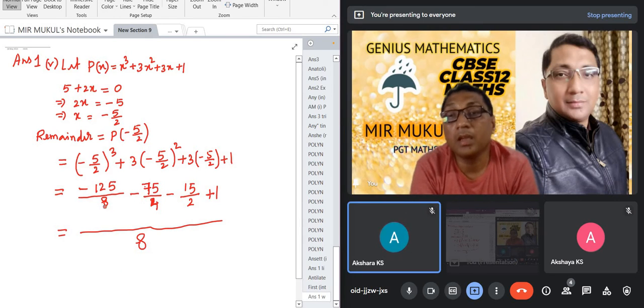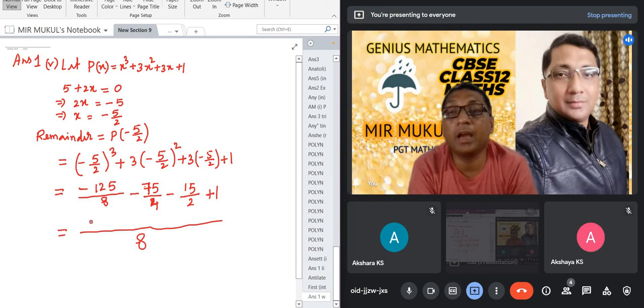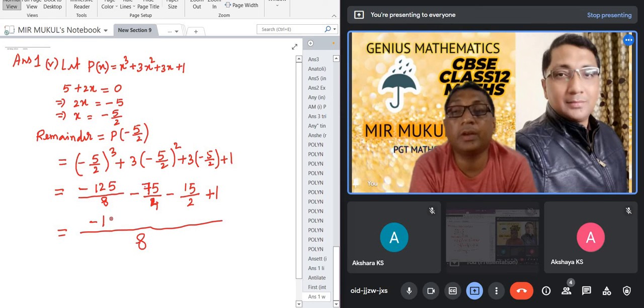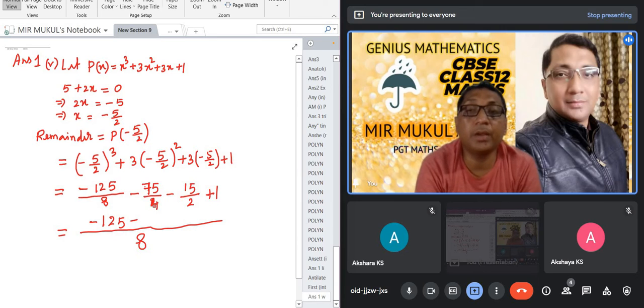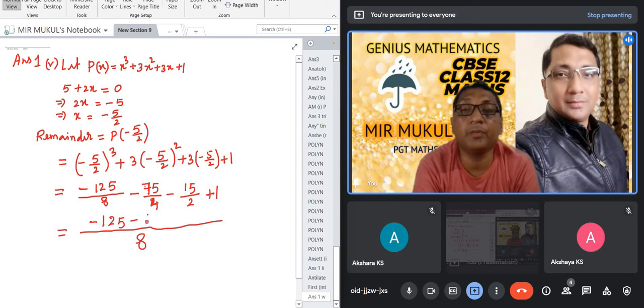Now 8 and 8, if we divide, then what will we get? 125 minus 8 divided by 4, 2. 2 into 75, 150. Minus 8 and 2, if we divide, 4. 4 into 15, 60 plus 8.